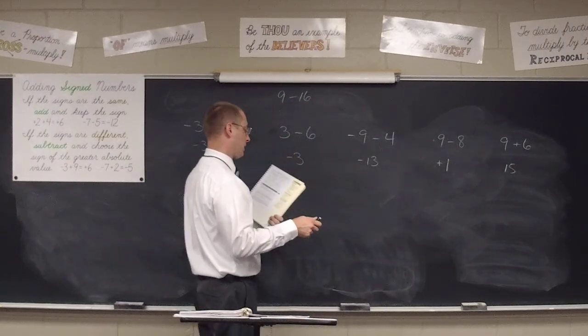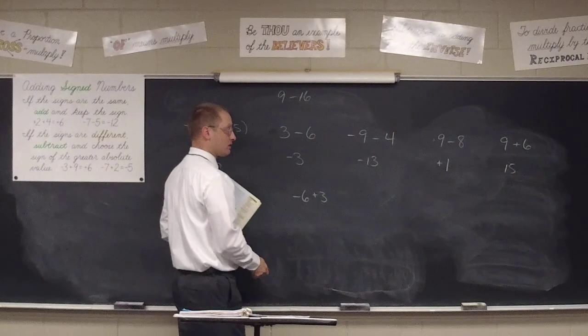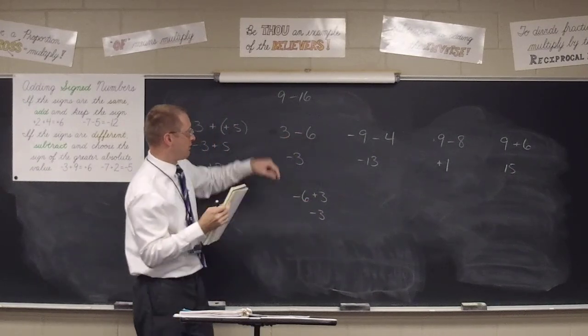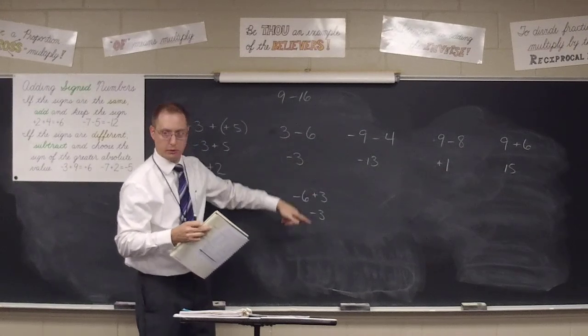No, -6 plus positive 3, or just -6 +3 gives -3. By the way, it's the same as this one, but instead of +3, -6, by the commutative property, -6 +3, same answer.